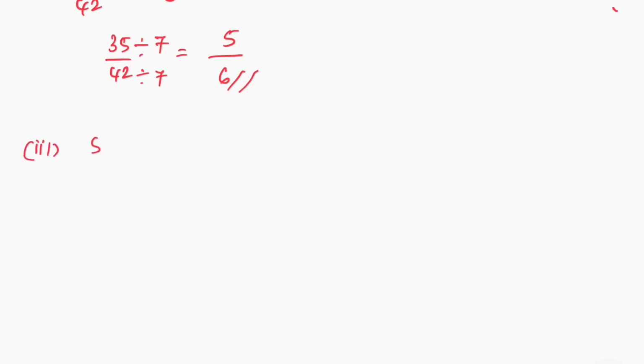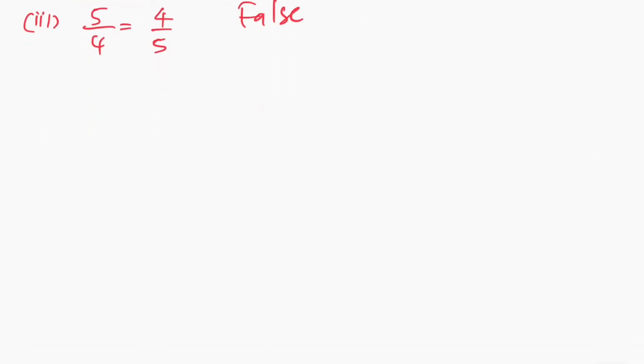Now, third one. 5 by 4 is equal to 4 by 5. This is false. 5 by 4 and 4 by 5 are not equal, right? 1 by 2 and 2 by 1 are not equal. So, you can write it like that.